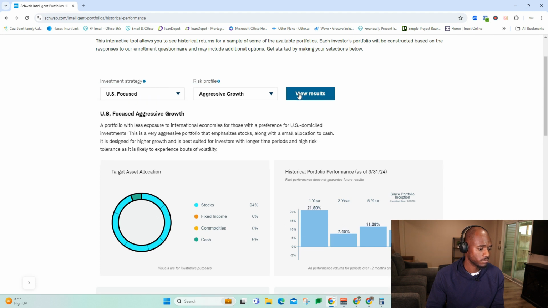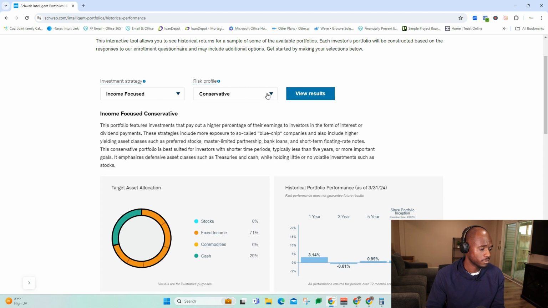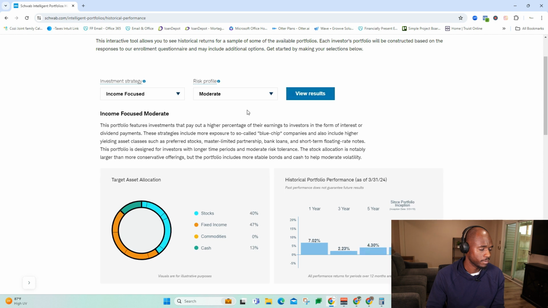US focused, aggressive growth, or conservative. Let's see what that does to cash, about 23%. Okay, income focused, let's look at that as well. Income focused, you're gonna leave the most cash in the account at that rate, 29%. And then moderate, about 13%. So depending on the type of risk you're gonna have, you could be leaving as little as 6% cash in your Schwab Intelligent portfolio, or as high as 29% cash in your Schwab Intelligent portfolio.